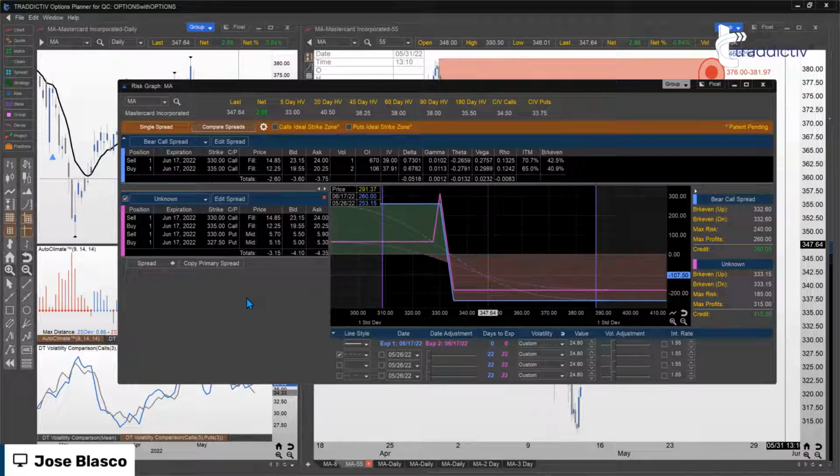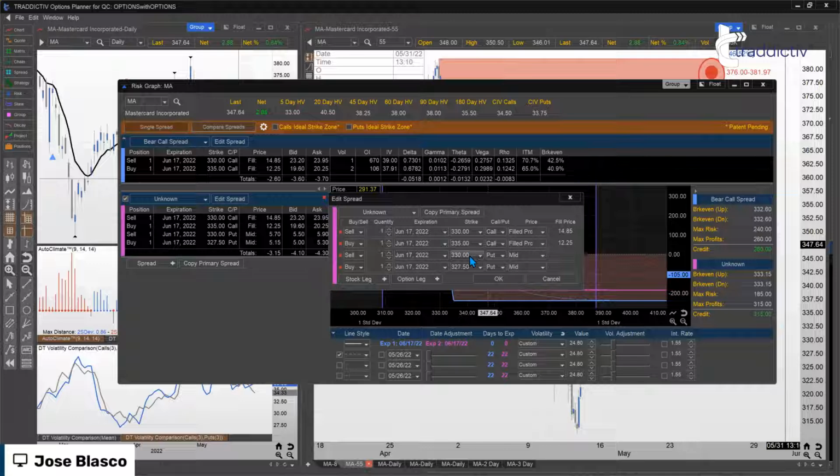Another way to try to be closer to profitability, and this is going to be the last choice, is to sell puts a little higher. So take a look at this. If instead of doing 330, 327.5, I move everything up by $2.50, I sell the 332.5, which is $2.5 higher, and I buy the 330.